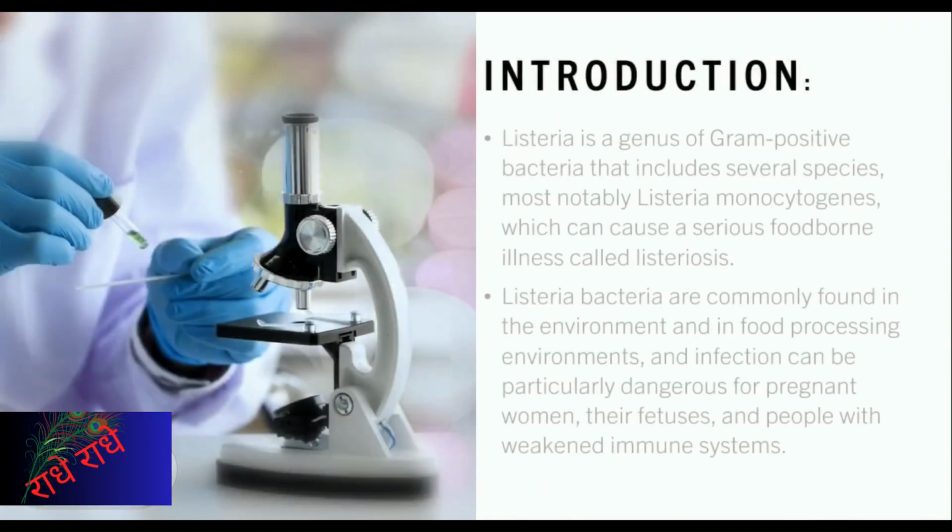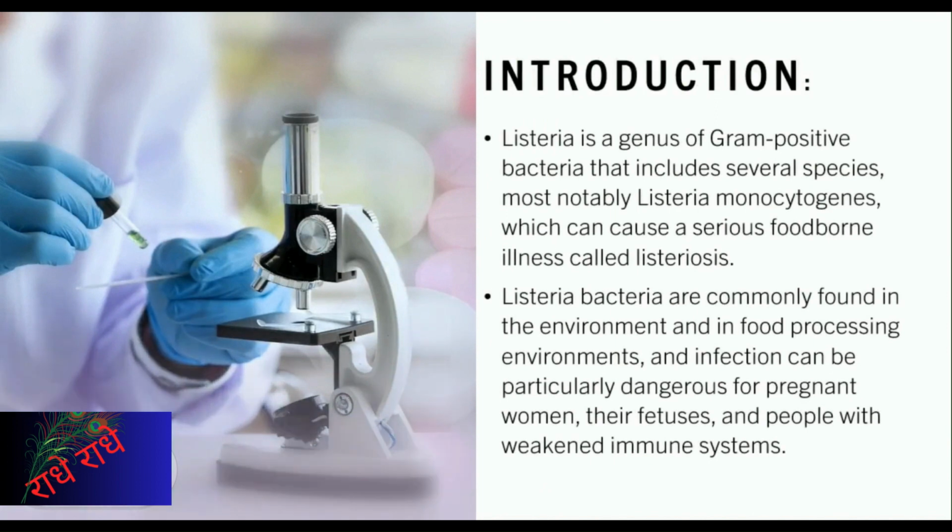Listeria is a genus of gram-positive bacteria that includes several species. Listeria monocytogenes is responsible for listeriosis, a serious foodborne illness. This type of bacterial infection is found in the environment and in food processing environments, and can have serious complications for pregnant women, fetuses, and people with weakened immune systems. Awareness of its symptoms, as well as forms of prevention and treatment, is important.